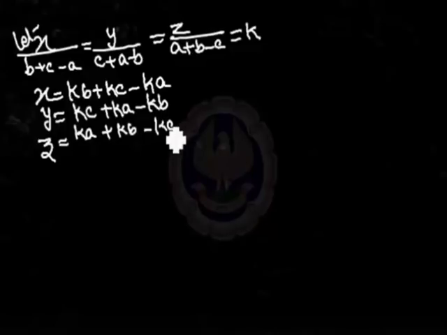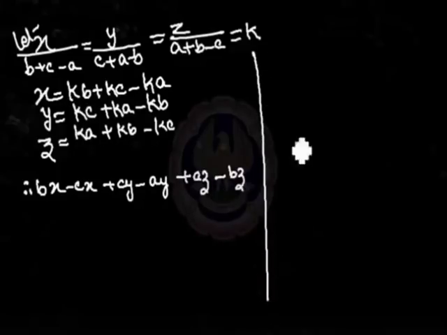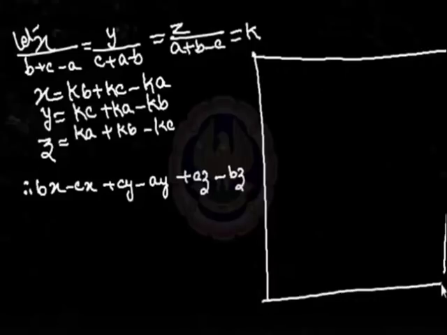Perfect. Now the value we have to find out is, I'm just opening the bracket, bx minus cx plus cy minus ay plus az minus bz. This is what we are supposed to find out. So I'll quickly find out the values of all of these. It will be easier if I find out the value of bx first. So the value of bx, I'm going to place the values here. For bx, what we need to do is just multiply this by b. So quickly let's do this.